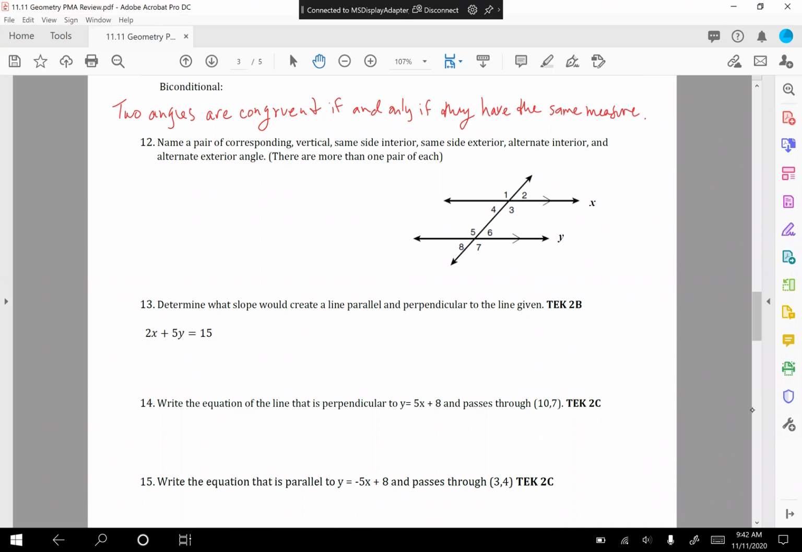Number 12 here, it says name a pair of corresponding, vertical, same side interior, same side exterior, alternate interior, and alternate exterior angles. And there's more than one pair of each, so we just have to name at least one, okay? So let's start with corresponding. Give me two numbers of one pair of corresponding angles, y'all. 1 and what?